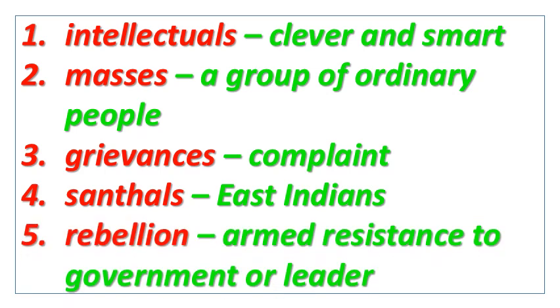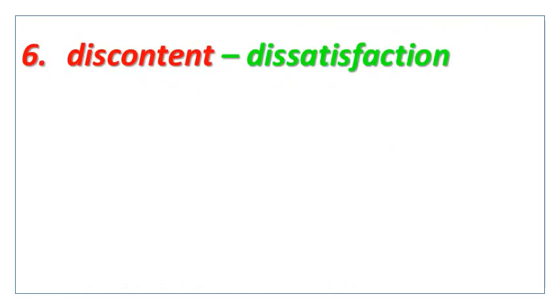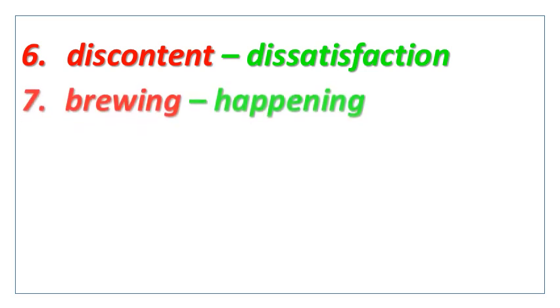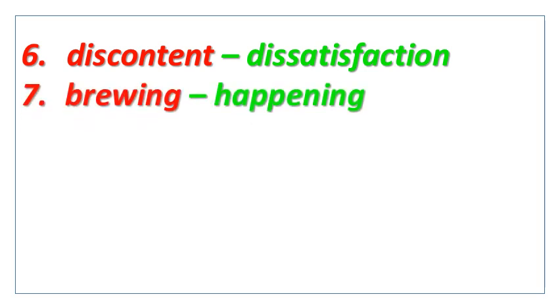Number 5, rebellion means armed resistance to government or leader. Number 6, discontent means dissatisfaction. Number 7, brewing means happening.